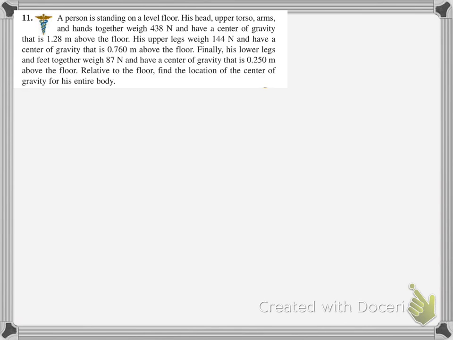Alright, let's work on some problems. So, a person is standing on level floor. His head, upper torso, arms, and hands together weigh 438 newtons and have a center of gravity that is 1.28 meters above the floor. His upper legs weigh 144 newtons and have a center of gravity that is 0.76 meters above the floor. Finally, his lower legs and feet together weigh 87 newtons and have a center of gravity that is 0.25 meters above the floor. Relative to the floor, find the location of the center of gravity for his entire body.